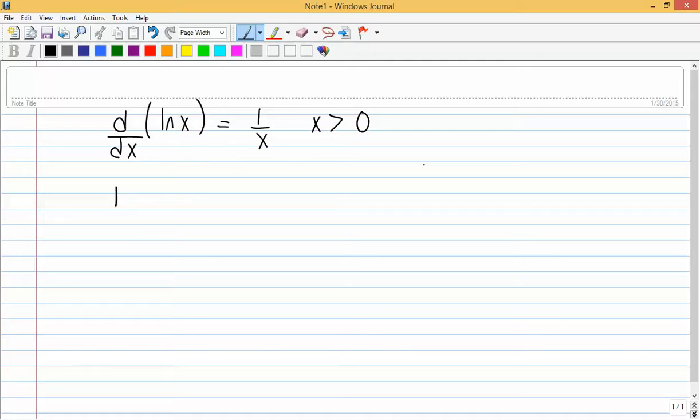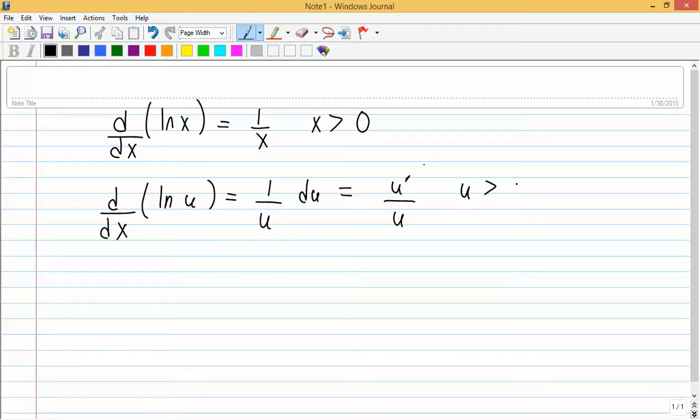So what about in general? If we take the derivative of the natural log of u, so of anything here, that's going to be equal to 1 over u times the derivative of u. Another way of writing this, if you ever see u prime over u, this means the same thing. du is the same as u prime. So it's the derivative of u over u. And of course, just like with this previous statement, u has to be greater than 0.